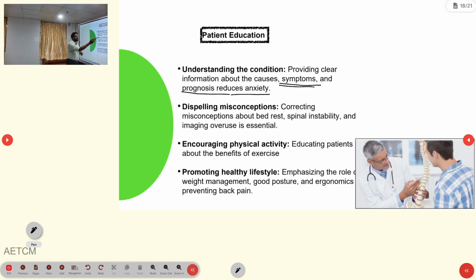Then dispelling misconceptions. So correcting misconceptions about bed rest, spinal instability, and overuse of imaging techniques also needs to be discussed with the patient. Then encouraging physical activity. So that is very important too, but it is very difficult to implement also. The compliance is very poor. Then promoting a healthy lifestyle, emphasizing the role of weight management, good posture, and ergonomics for preventing back pain.